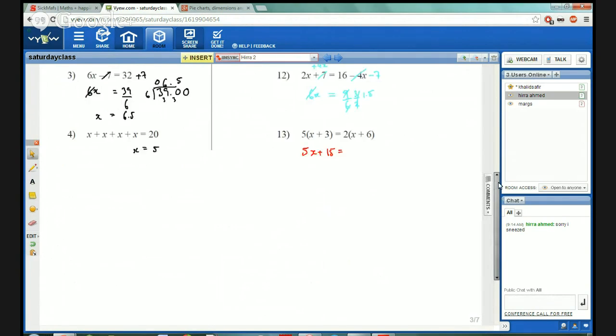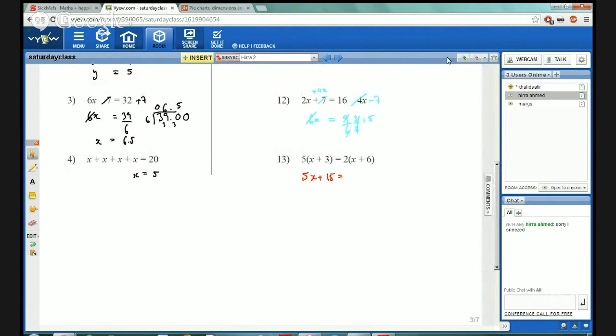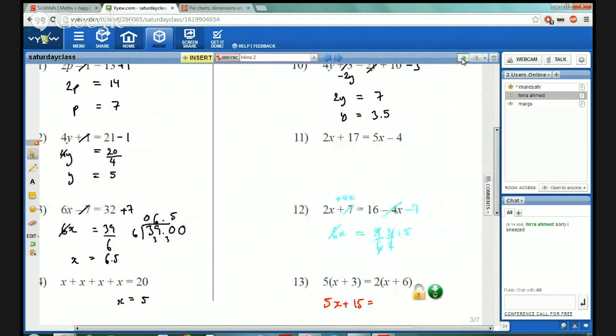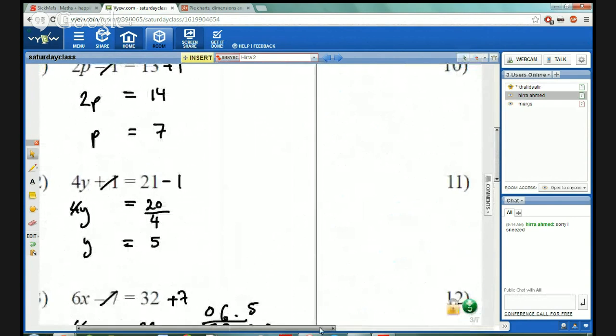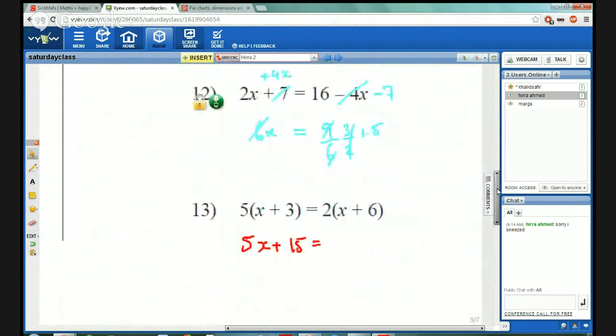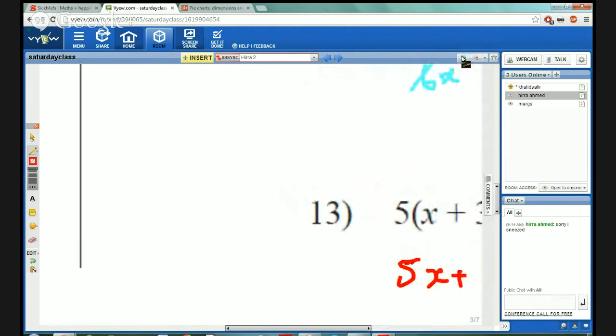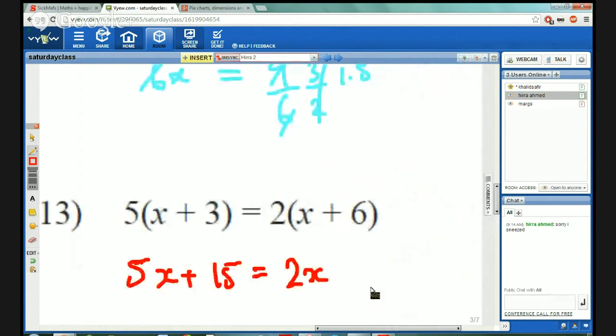Hira, how's that going? That last question. I got 19 plus x to the power of 2. Hmm, let's have a look. No, no, no. Okay, do you understand how to multiply brackets out? Yeah, I've done that. Isn't 5x plus 15 equals 2x plus 12? There it is. That's better. Okay, so 2x plus 12, yeah.